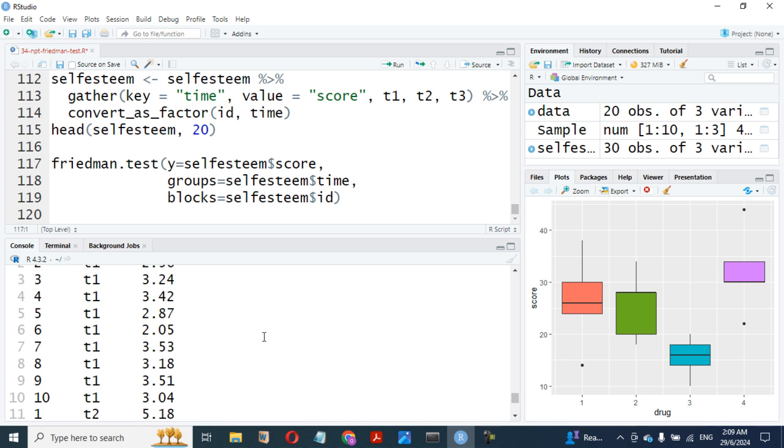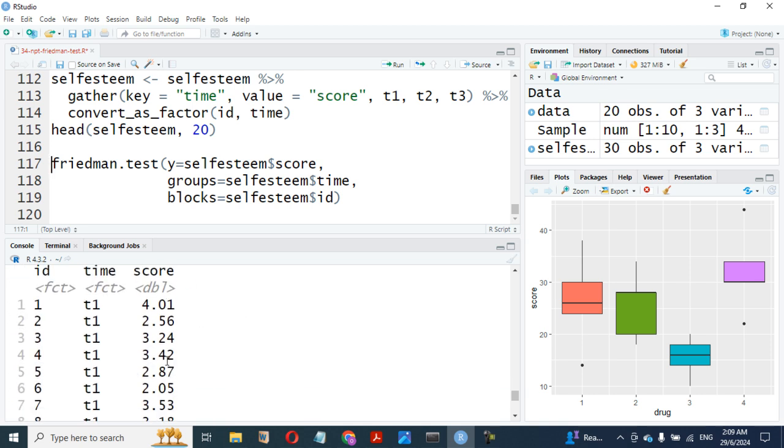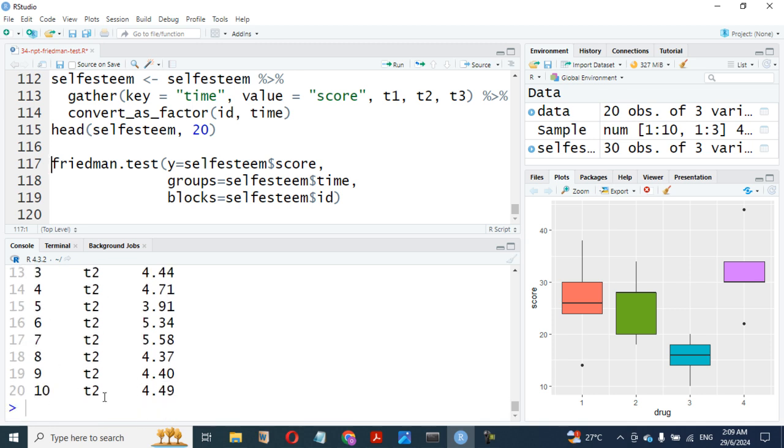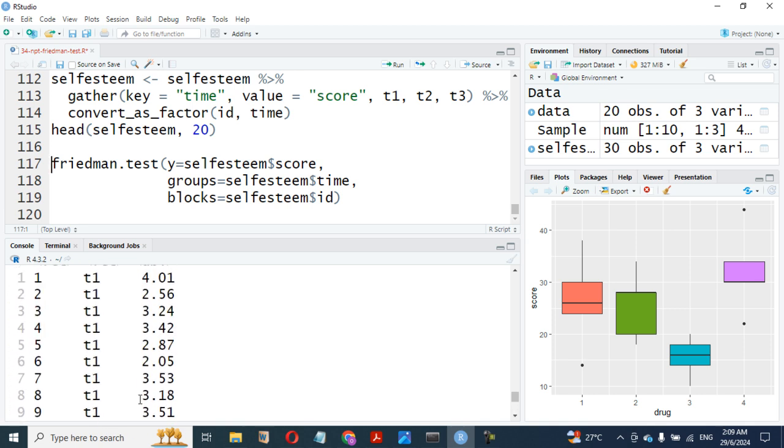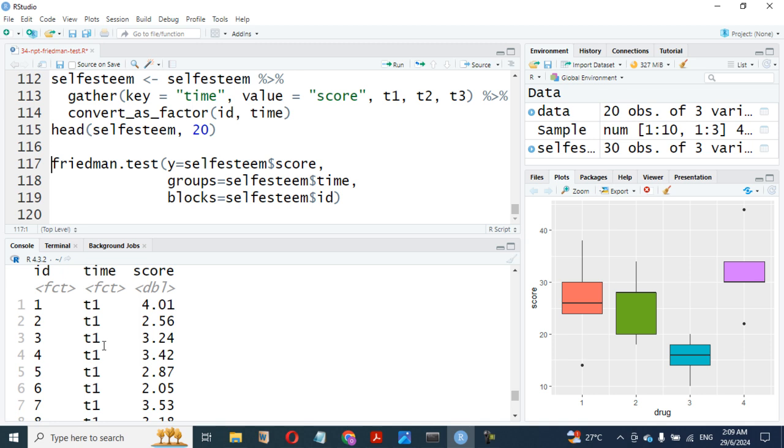Okay, look at it now. We have 20 rows now. Total is 30 rows. All right, so we have 1 to 10 here. For T1, time 1, we have 1 to 10, again for time 2, 1 to 10, for time 3. If you continue to 30 rows, you can see that it is a repeated measure for each person.